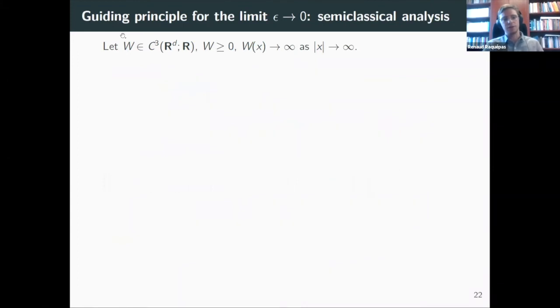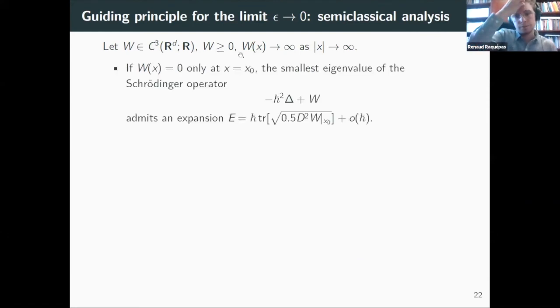So let's imagine for a second that you have a smooth function W, non-negative, growing at infinity. There's a very classical result that tells you that if this W attains zero in one and only one point, then the smallest eigenvalue of the corresponding Schrödinger operator, where h bar is a physical constant, but you think of it as very small, at least as you approach the classical regime. People have worked on expansions of the smallest eigenvalue of this operator in h bar, and they found that the smallest eigenvalue is h bar times the trace of the square root of half the Hessian of the potential at the global min.